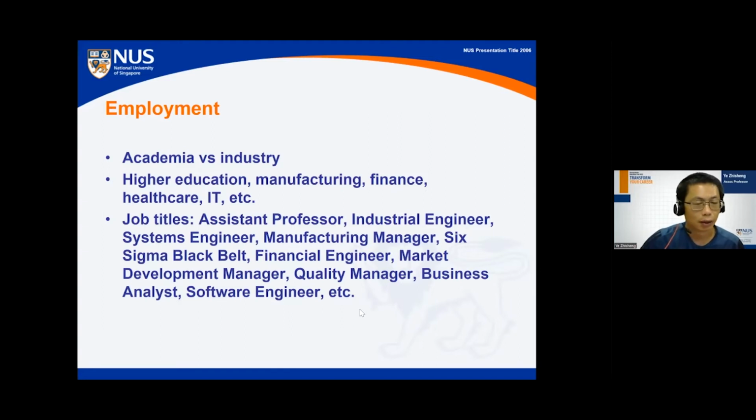Especially data analytics. Recently, data analytics is quite hot, and quite a few faculty members in our department are working on data analytics. Their PhD students, if they are willing to join industry, can get a very good package. They can go to high-tech companies like Grab or Shopee and get very good pay.